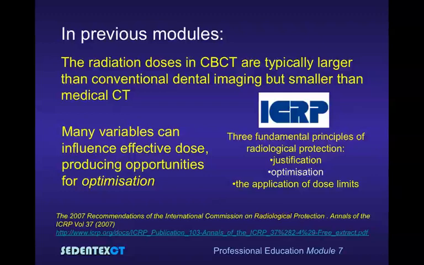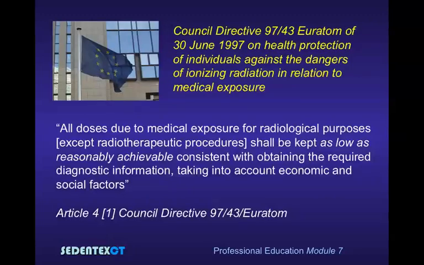The ICRP established three fundamental principles for radiological protection: justification, optimization, and the application of dose limits. This concept of optimization is therefore absolutely central to radiation protection. It's important to put this in the context of European directives.